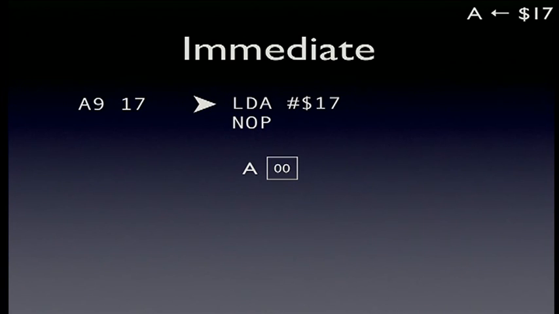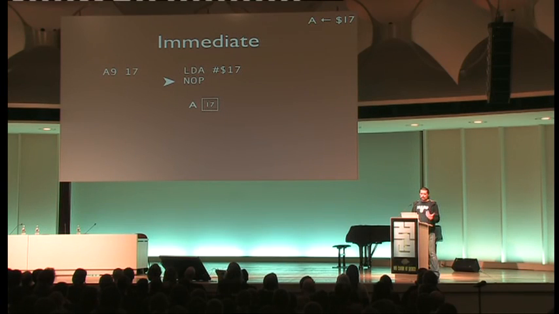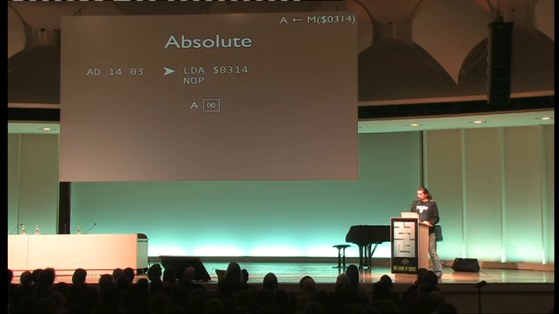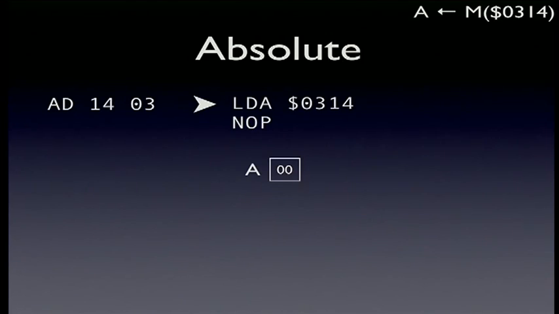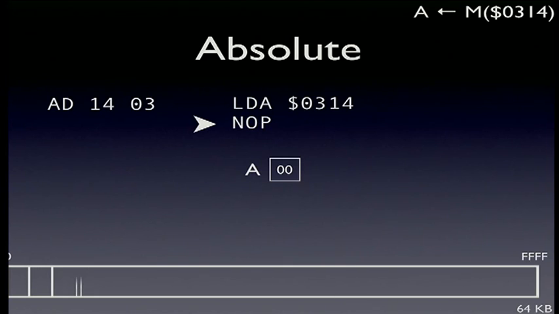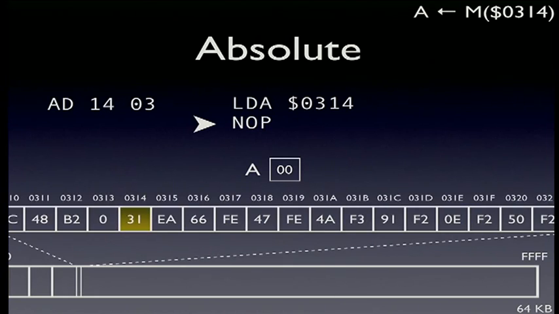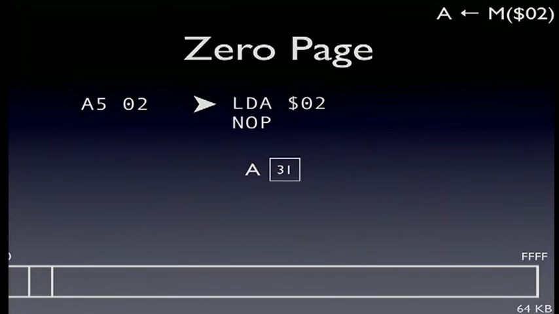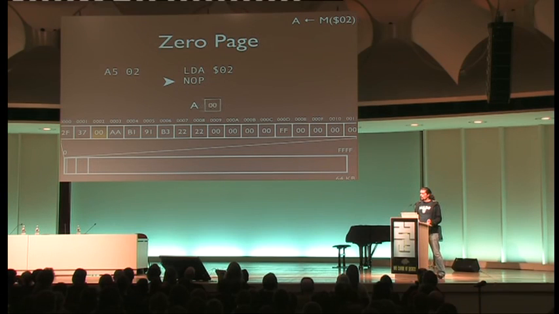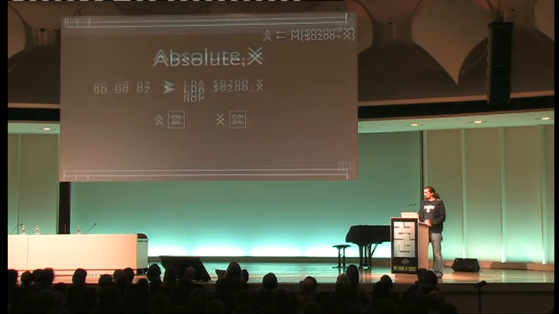So immediate addressing, you have the hash sign right there. You load a constant in the accumulator, in this case, LDA, load A. So if we do that, we have the constant of 17 in A. Absolute addressing means you have a 16-bit operand there. If you load from 314, we look up in memory at address 314. What we get is a 31, and we have a 31 in A. And then 0 page addressing is this optimization. It's a different encoding. We only have an 8-bit operand. We load from address 2. We look it up in 0 page, and we find a 0.